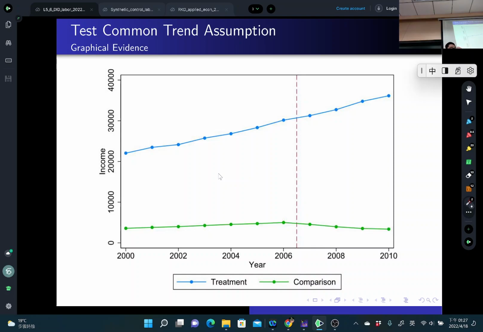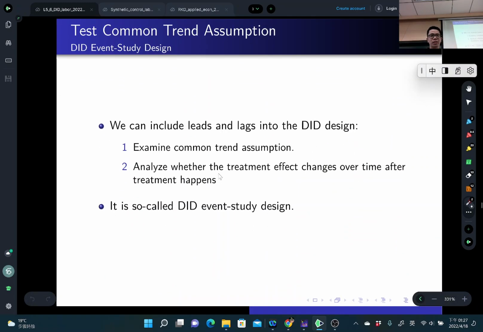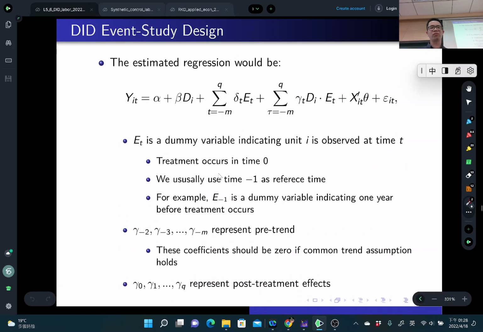Okay. But you can formally examine this using regression. You can include the leads and lag terms in the difference design to examine the common trend assumption. And I will let you know how to do this in practice. So it's also called the difference event study design. It studies some event that happens. How does the trend between treatment group and control group change after this event? Okay, so that's the so-called event study design.